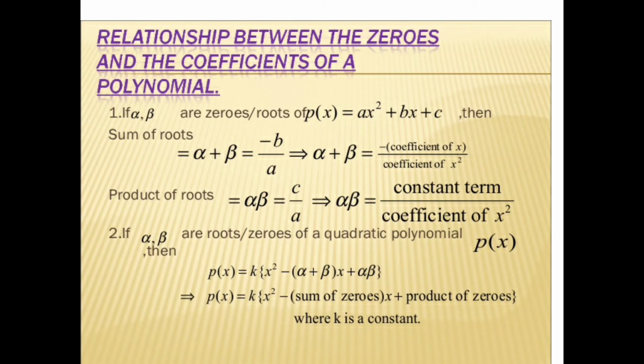Now the formula for the product of the roots, alpha times beta, is equal to c upon a, where c is the constant term and a is the coefficient of x². So this is the formula for the sum of the roots and the product of the roots. Even if we know the zeros of a quadratic polynomial, we can also form the polynomial. The formula for that is p(x) = k (x² minus (sum of the zeros) x plus product of the zeros).